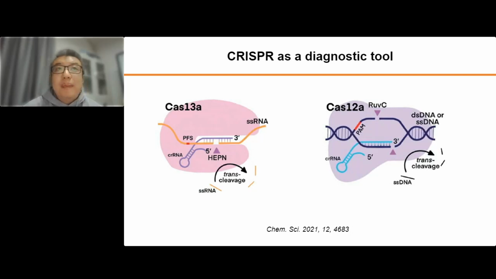The fundamental basis for CRISPR-based diagnosis is mainly the unique target-induced trans-cleavage activity of the Cas12 and Cas13 family proteins. Basically, only upon recognition of the target DNA or RNA by the crRNA-Cas complex can the indiscriminate DNase or RNase activity be triggered and cut single-stranded DNA or RNA reporters.